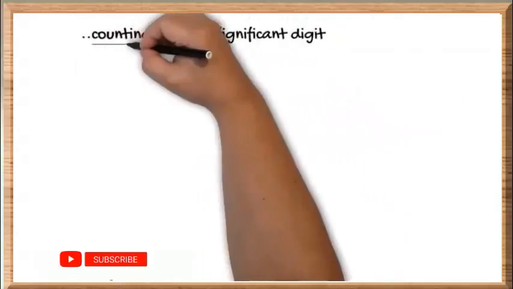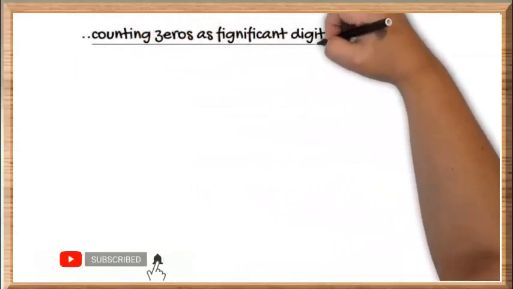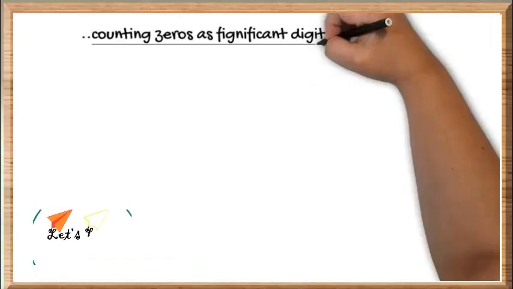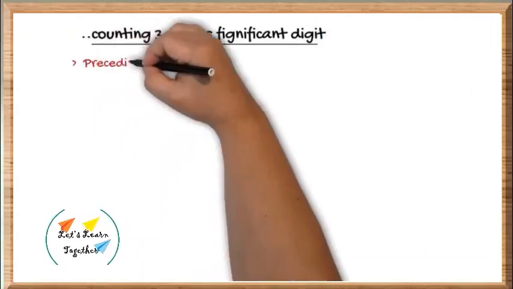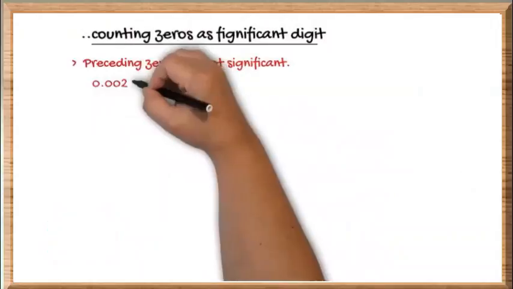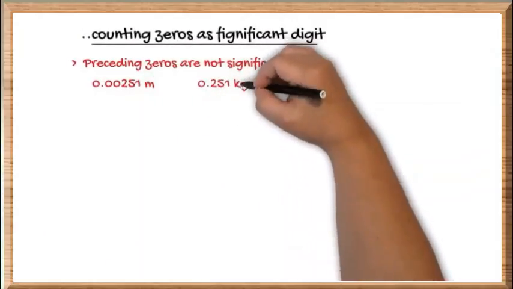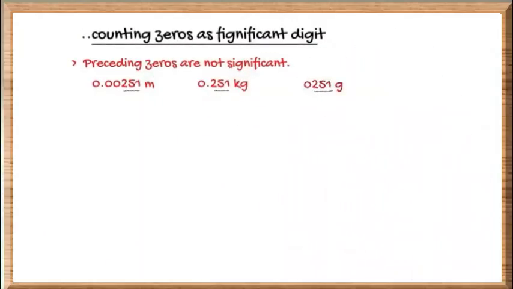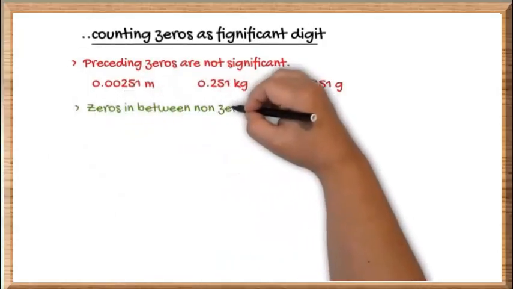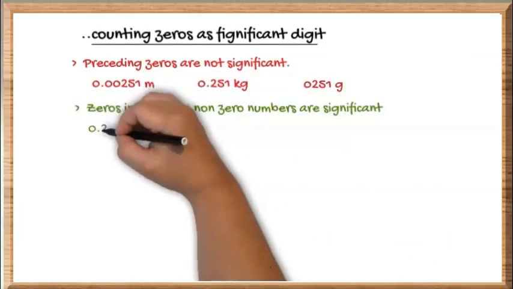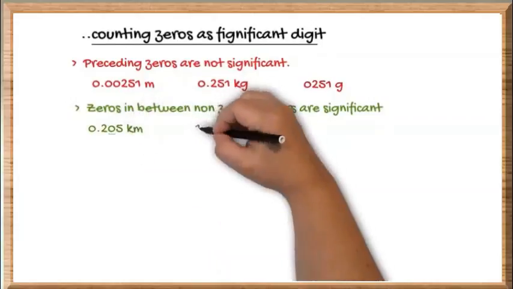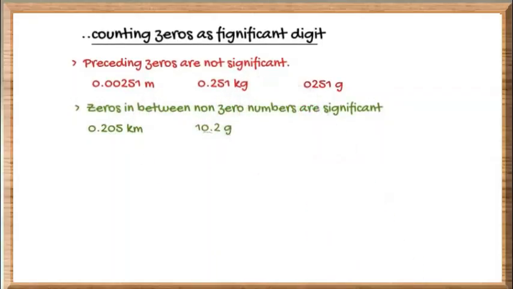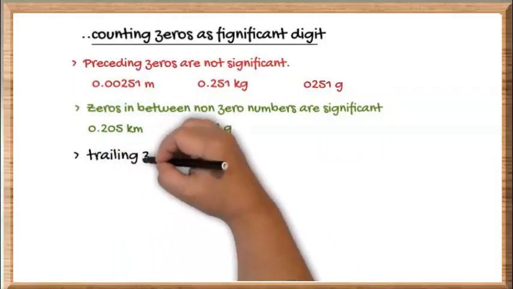How to determine the significant figures in a reported measurement? In a reported measurement, all non-zero digits are significant. If the reported measurement carries a 0 in it, then there are some conventional rules. Preceding zeros are not significant. In all three measurements, significant figures are 3. Zeros in between non-zero numbers are significant. For example, 0.205 kilometer or 10.2 gram, in both cases significant figures are 3.